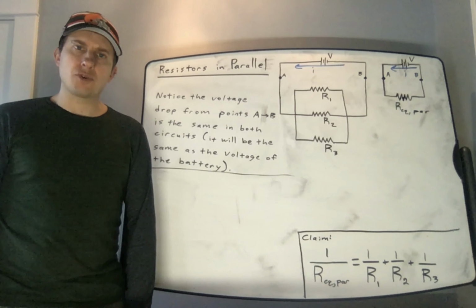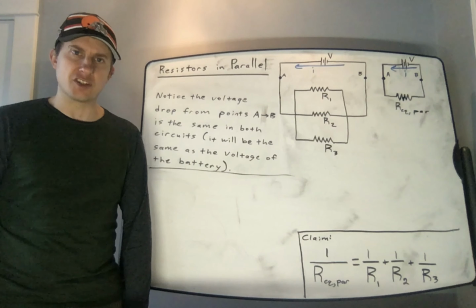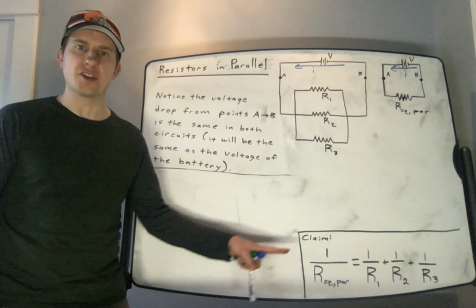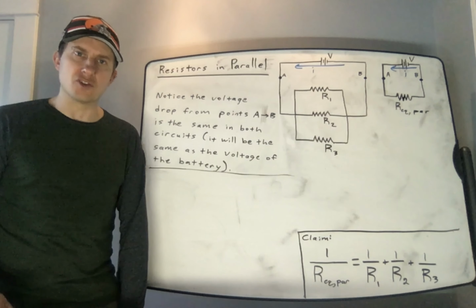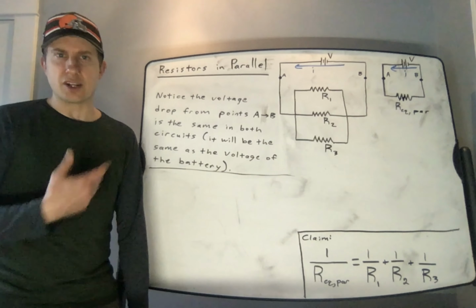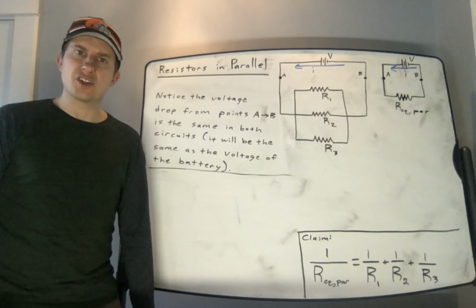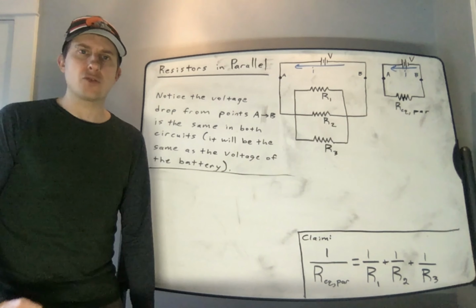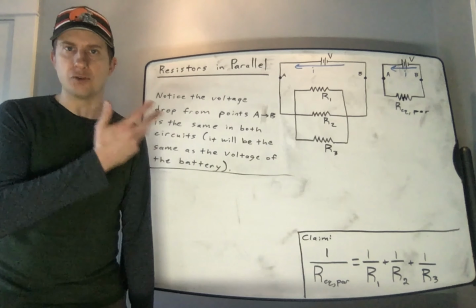We will now consider 3 resistors in parallel whose behavior is identical to a single equivalent resistor whose resistance is described by this equation. Just like before, we will consider 3 resistors in parallel, but this derivation could be straightforwardly extended to any number of resistors in parallel. Also, just like before, we will consider 2 circuits. In one circuit, we have 3 resistors in parallel that are connected to a battery of voltage V.